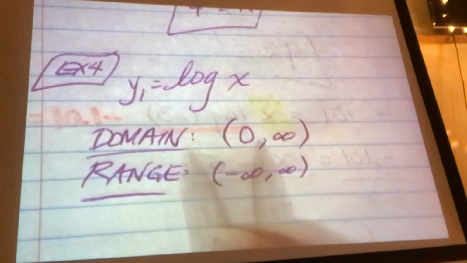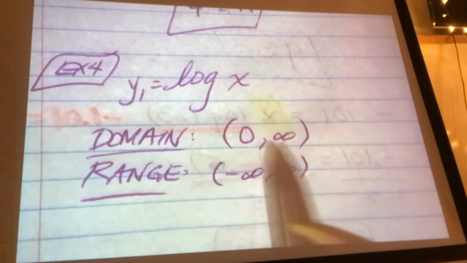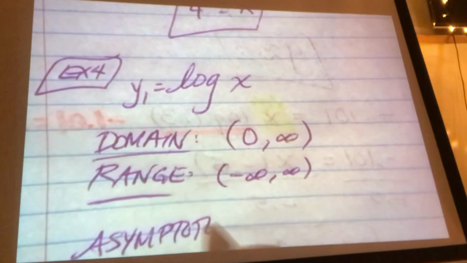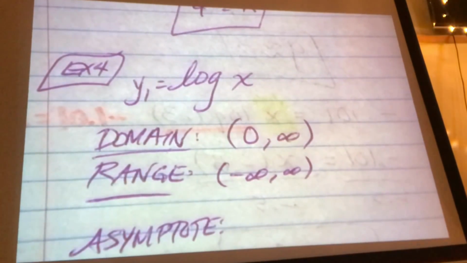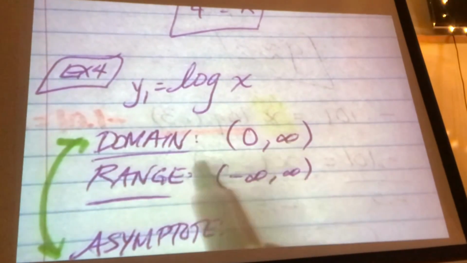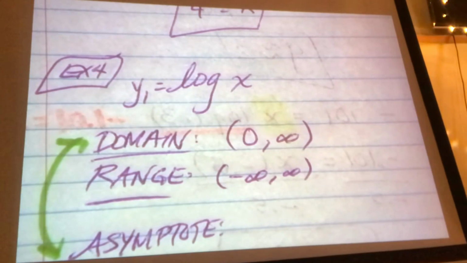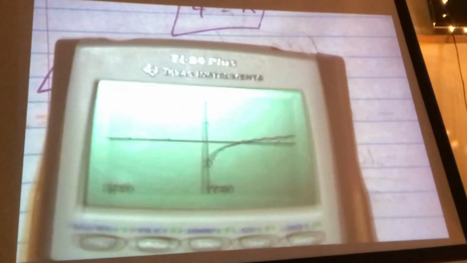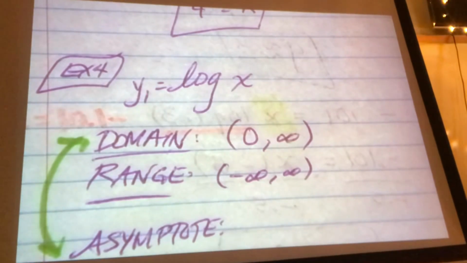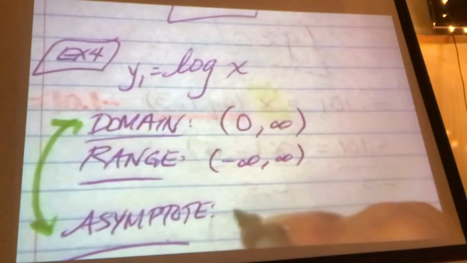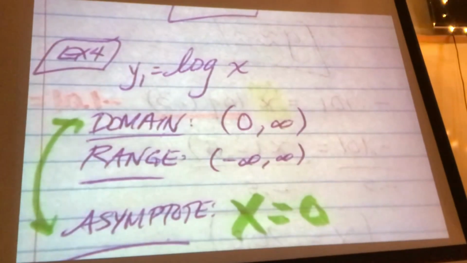So because the domain is broken, what's the asymptote? The asymptote is going to depend on that domain. You just told me that the domain is not all real numbers. That means there's an asymptote, a break in your domain. What is the break in the domain? 0. But what's the letter? X or Y? X. Very good. So the asymptote is x equals 0.